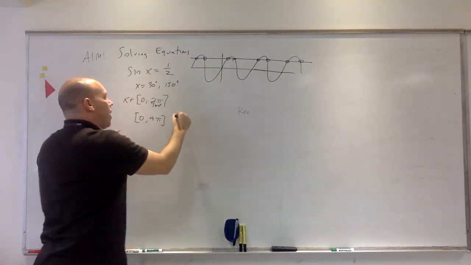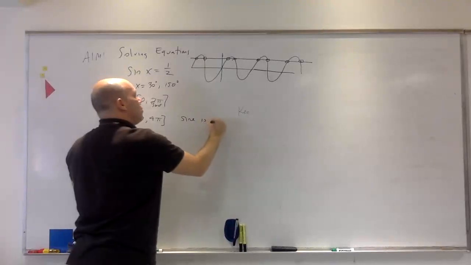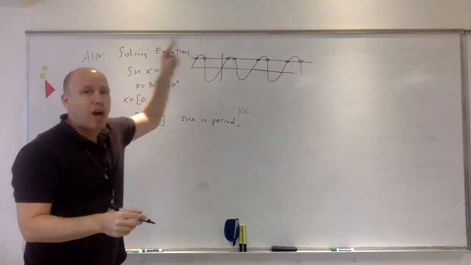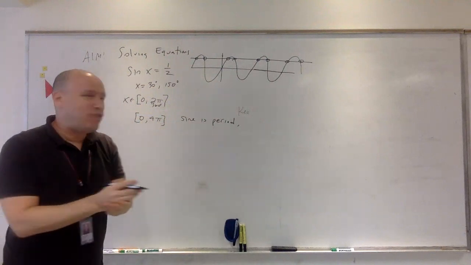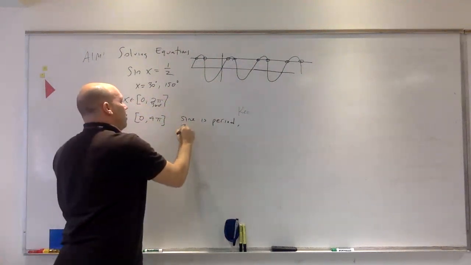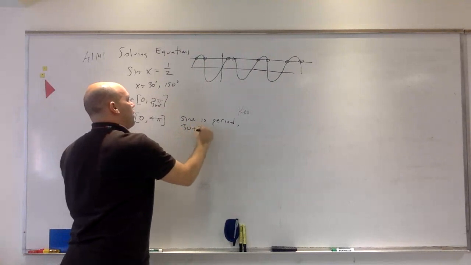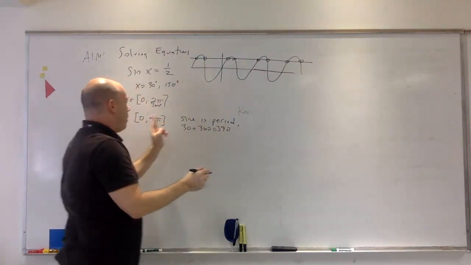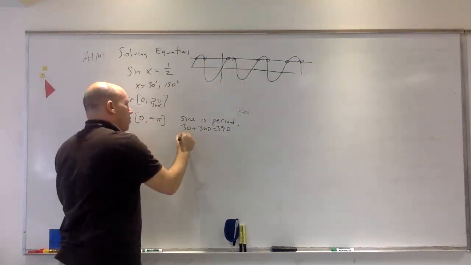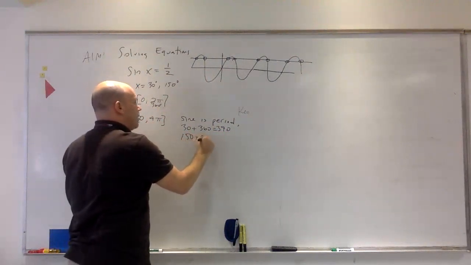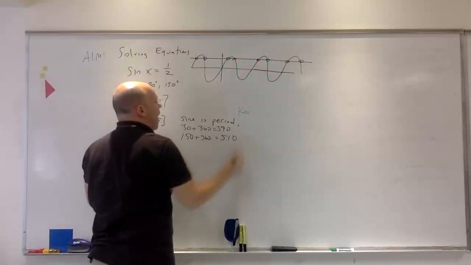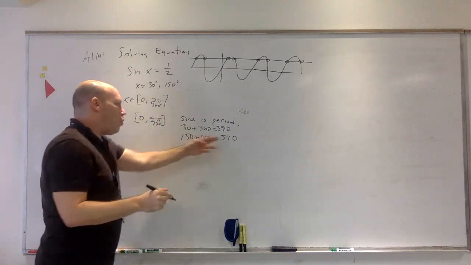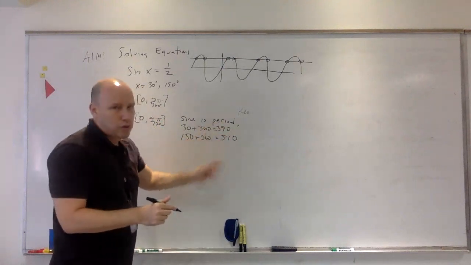Well, we know that sine is periodic, so every answer repeats itself every 2 pi or 360. So just add on 360 to get 390, and then you can add 150 plus 360. That gives you 510. Are we in the range? Well, 4 pi is 720. So you have all the solutions.